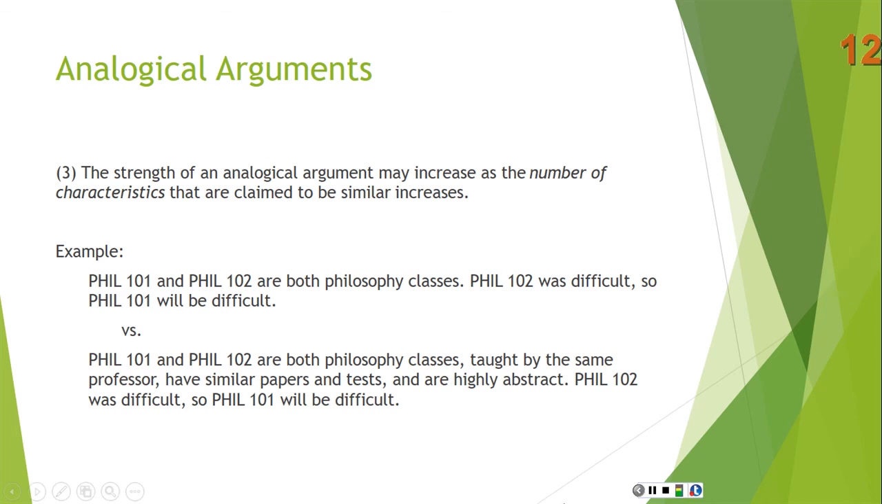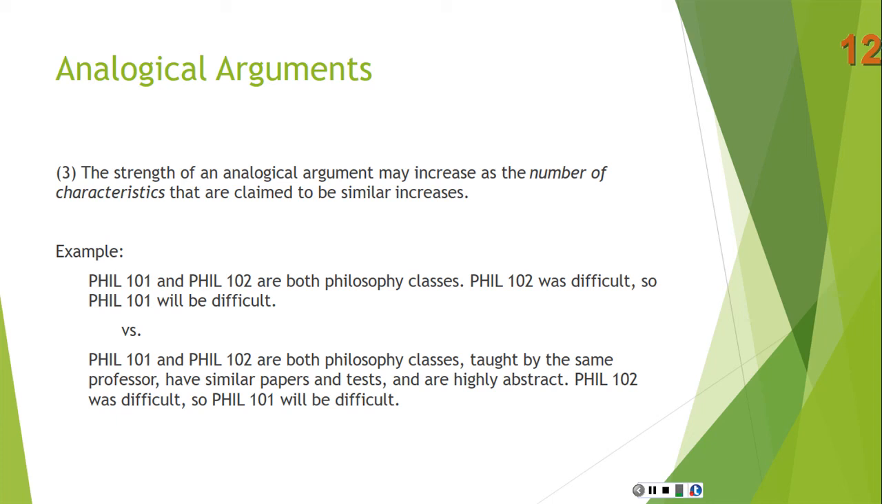Okay, the characteristic that was inferred was that they were both difficult classes, right? Well, Phil 101, Phil 102 was difficult. That was in the premises, but what we infer is that Phil 101 will be difficult. Whether or not a class is difficult, it's relevant that it's a philosophy course. It's relevant that it's taught by the same professor. It's relevant that they have similar papers and tests. And it's relevant that they're highly abstract. So whether or not they'll both be difficult, it's relevant that they have all these characteristics in common.